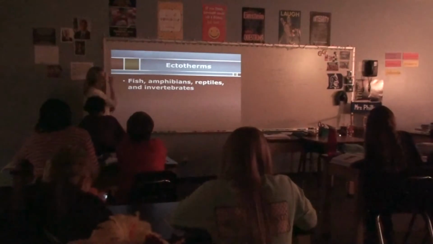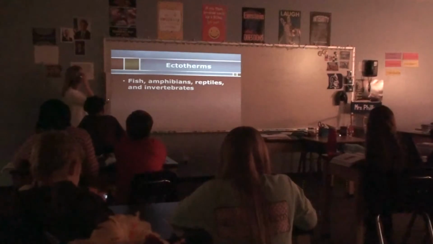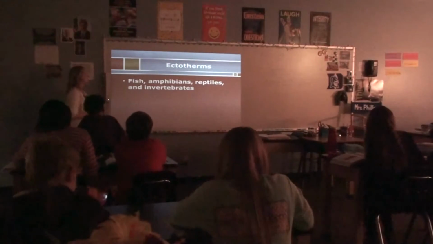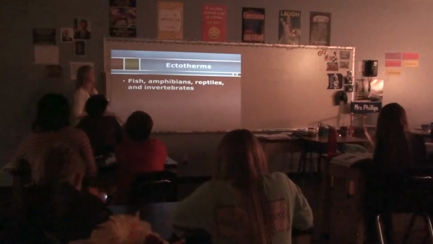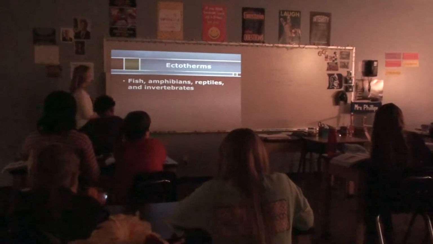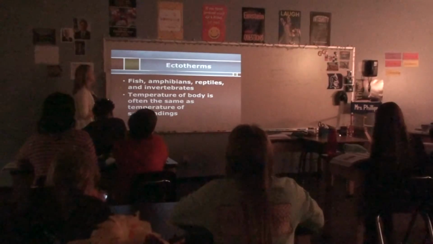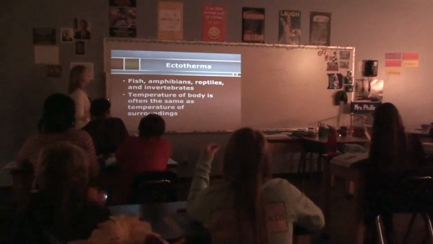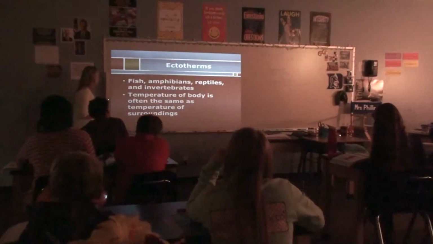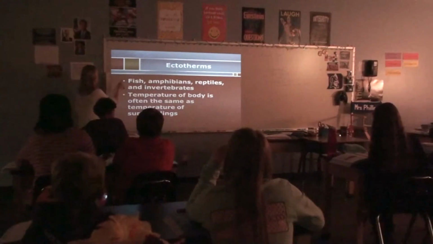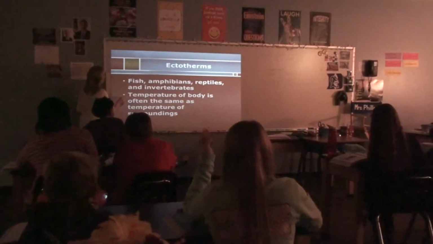Here are some different types of ectotherms. We have fish, amphibians, reptiles, all invertebrates would be considered ectothermic. And you don't have to write this one. The temperature of their body, though, is often the same as the temperature of their surroundings. But if you'll just list out a couple examples here, you don't have to write this one down.